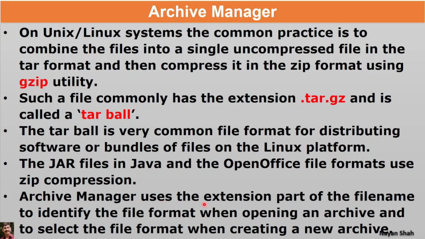Archive Manager uses the extension part of the file name to identify the file format when opening an archive. So Archive Manager, from the file format, that is mostly the extension part, will understand how this file has to be opened and how it has to be uncompressed. It also uses it to select the file format when creating a new archive. So for opening an archive and for creating an archive, the extension part is the most important part.